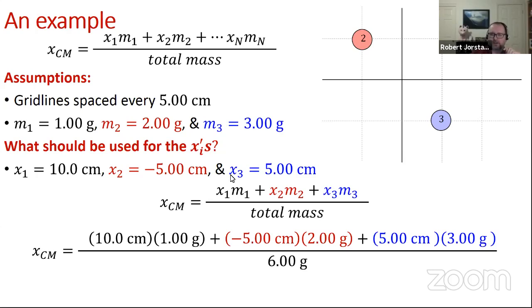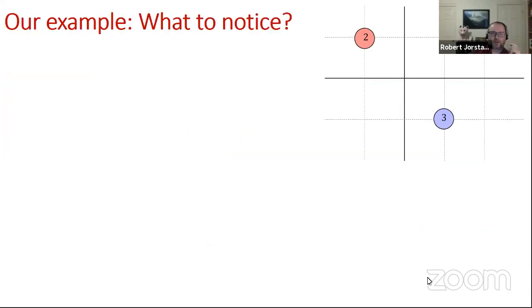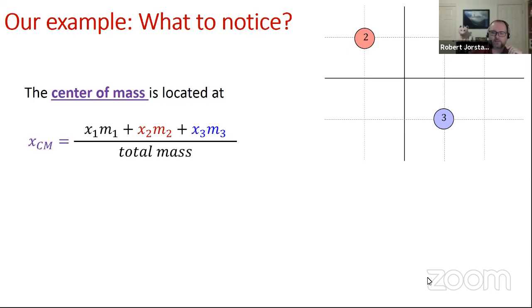So there's the number, and I need to move this out of the way a little bit so you can see. And hopefully you notice that when you plug all that in, the grams cancel out. There's grams in the top on every term, grams in the bottom, and the centimeters survive. So whatever units you use for position end up being the units of the center of mass position. All right, so what should you notice about all this? In the work that we just did, we found the center of mass was located right there. Hopefully you see the center of mass in the picture now.